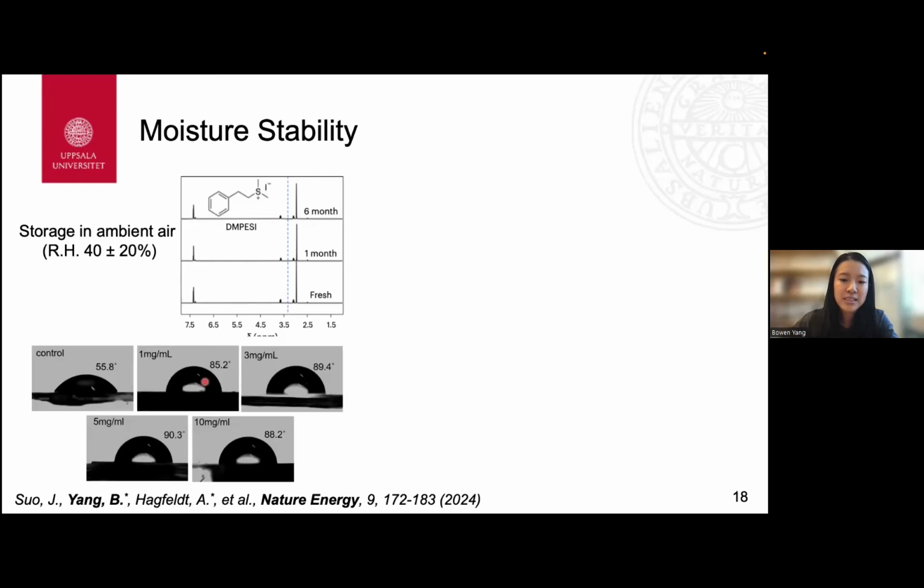With this, we deposited a layer of 1 to 10 milligrams per milliliter of the sulfonium molecule on top of a FAPI film. As you can see from the contact angle, a pronounced increase is clearly observed, from around 55 degrees for the reference FAPI to around 90 degrees for the perovskite films treated with different concentrations of DMPSI. So this suggests that the post-treatment of the sulfonium salt can provide a more hydrophobic surface.